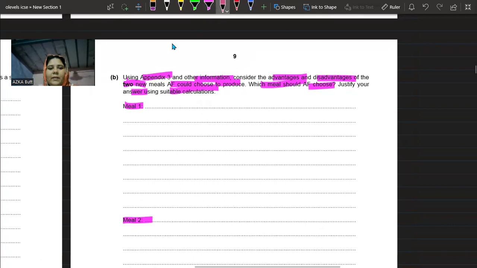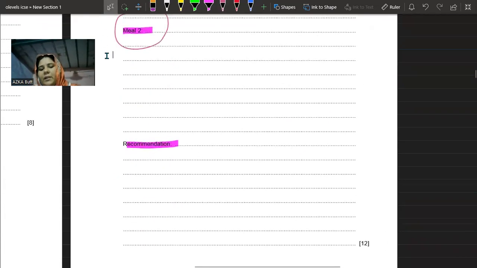And the B part is that using appendix 3 and the other information, consider the advantages and disadvantages of the two new meals AF could choose to produce, and which meal should AF choose, and justify your answer using suitable calculations. So it means that we have to write some negative and positive things about meal 1 and about meal 2, and at the end we have to discuss the recommendation, that which meal is more suitable according to their pros and cons. And we will see which meal has more pros and cons, and we would reject that.